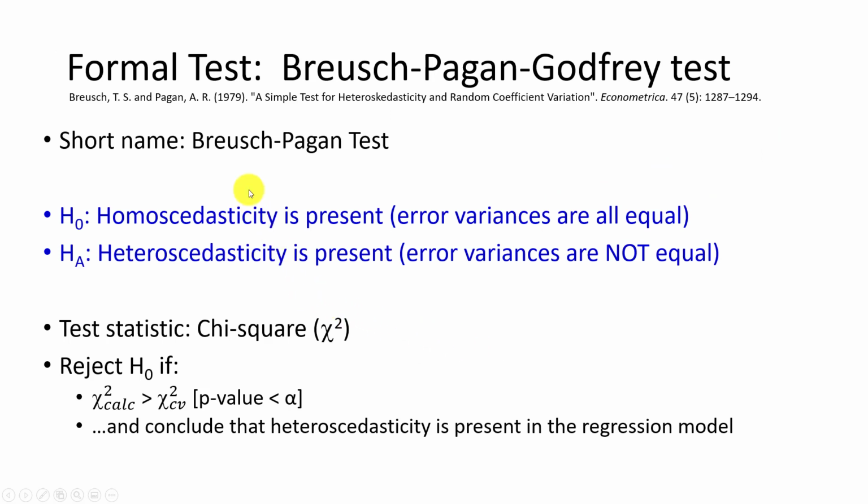So the other way is a formal test. And here we're going to introduce the Breusch-Pagan-Godfrey test, for short, the Breusch-Pagan test, in which the null hypothesis is that homoscedasticity is present, meaning that error variances are equal, against the alternative that heteroscedasticity is present. And we're going to do that by constructing a chi-square test statistic. And we're going to reject this null hypothesis if our calculated chi-square exceeds the critical value at the chosen level of significance, which would cause us to conclude that heteroscedasticity is present in the model.